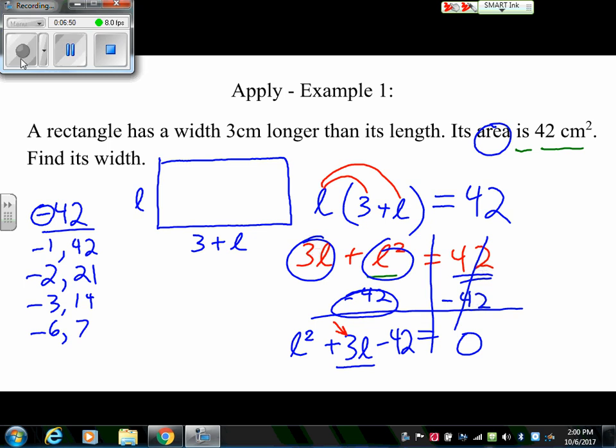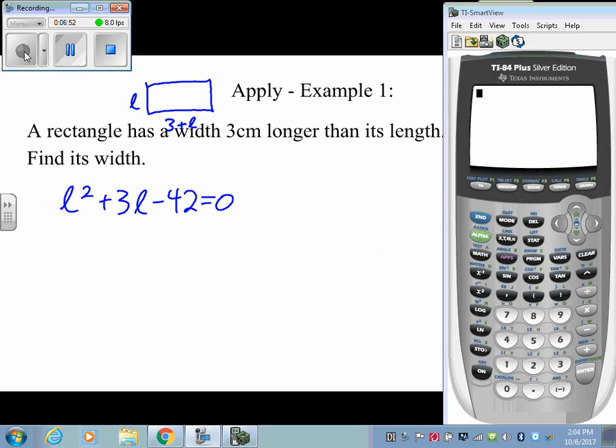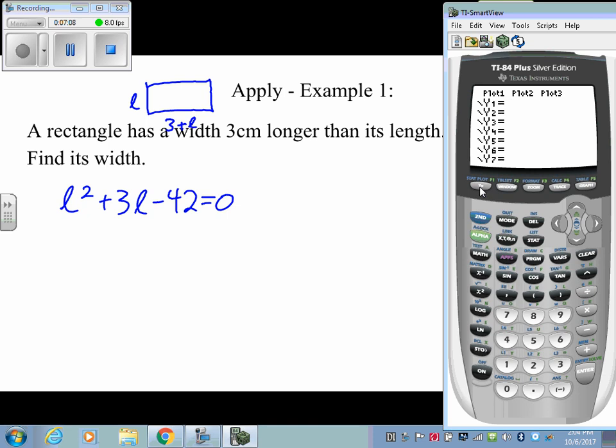So I'm off to use some technology here. I've cleaned up the board a little bit, redrawn my picture a little smaller, and I still have the equation L squared plus 3L minus 42 equals 0. I'm going to go to y equals on my calculator. I don't have an L button that I can use as a variable, so I'm going to default back to x. I have x squared plus 3x minus 42. This all equals 0, but here we're setting it equal to y so I can graph it. I hit my graph key. I'm going to go zoom 6 for a standard window.